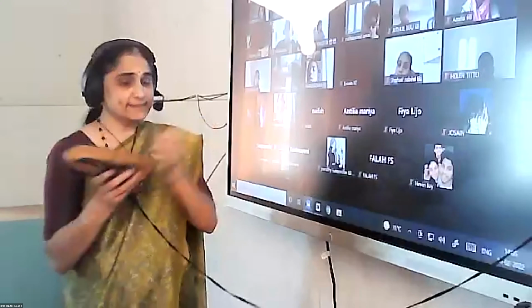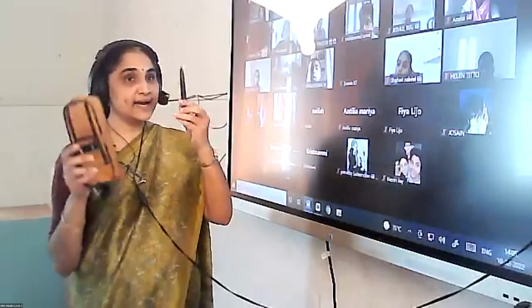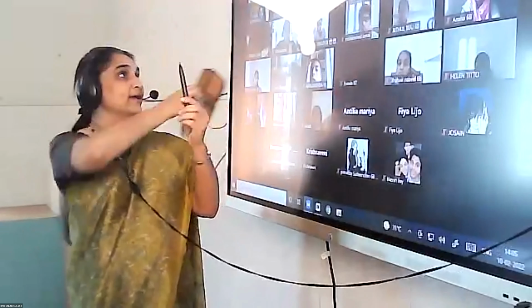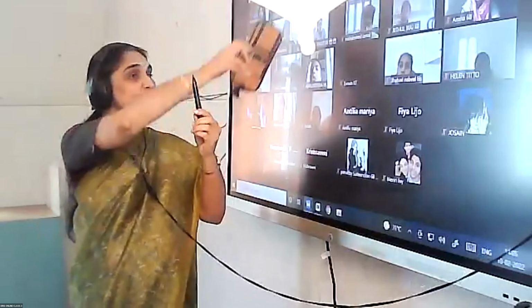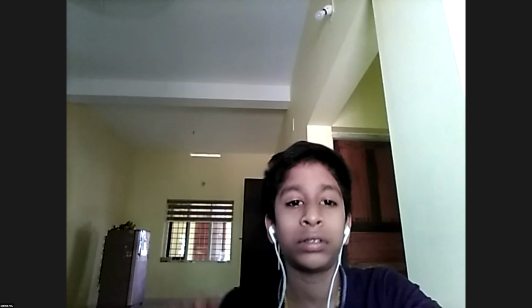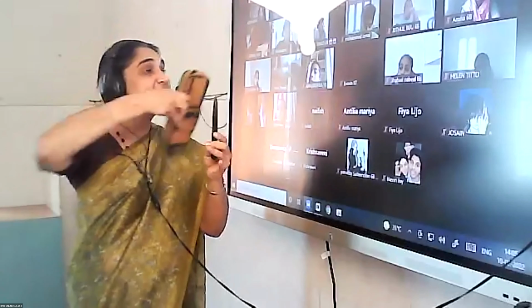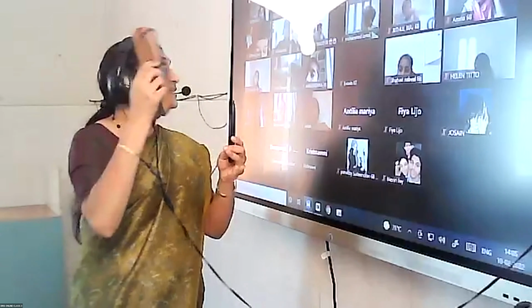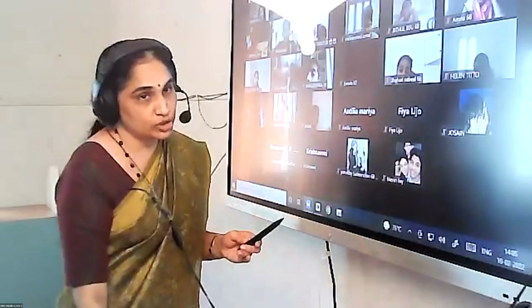So here, see, if this is the sun, this is the earth and it is moving. Clear? So this is a circular path. It is actually not exactly circular, okay? But see, this is called a circular motion. This comes under circular motion.